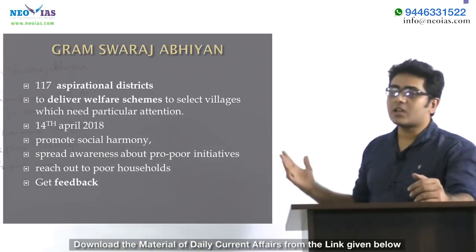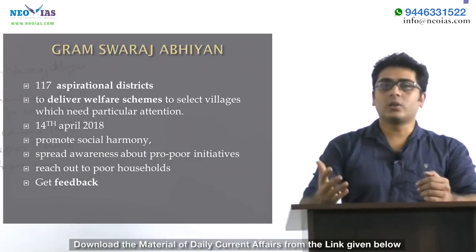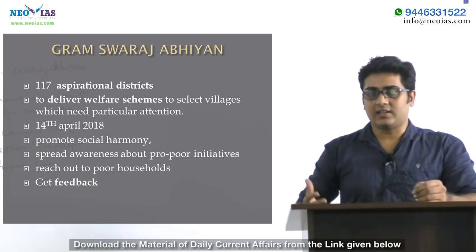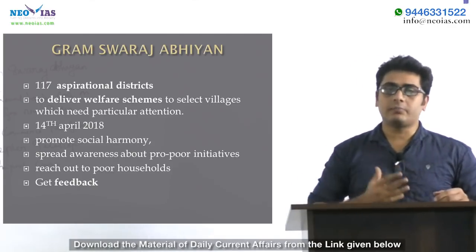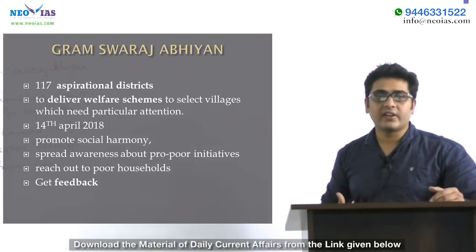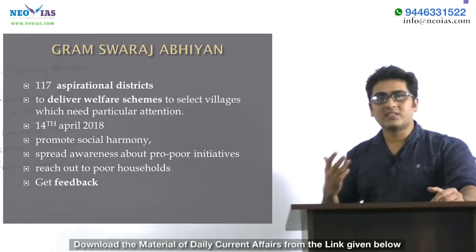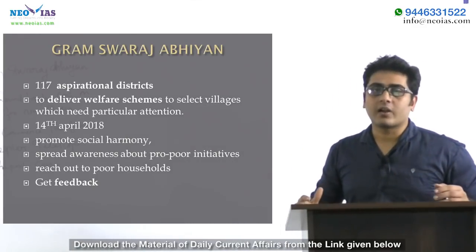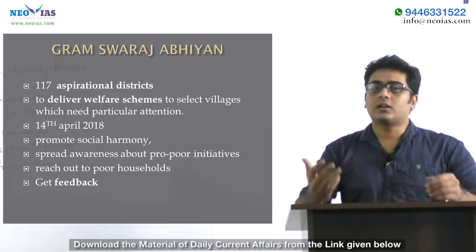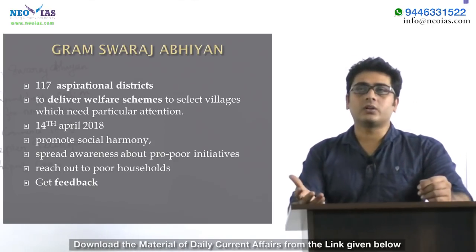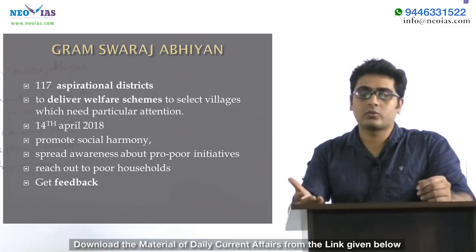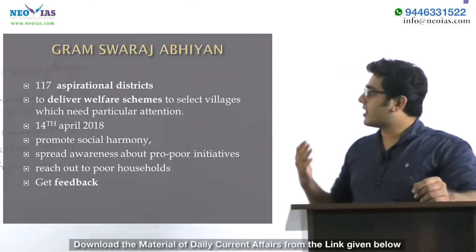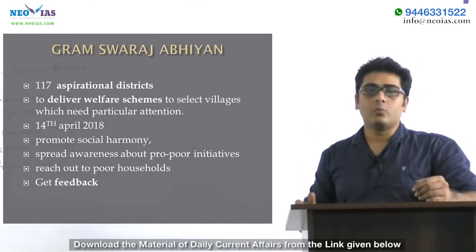Gram Swaraj Abhiyan was launched on Ambedkar Day, that is on the 14th of April 2018. The aim of Gram Swaraj Abhiyan was to deliver welfare schemes to selected villages which require particular attention, which are much more backward compared to others. Under the scheme they have selected over 21,000 villages, and in addition to that, these 117 aspirational districts were added.